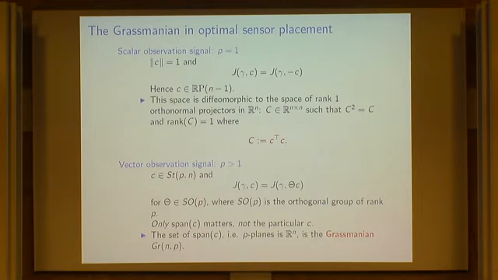So this tells us that the optimal sensor problem will only depend on the span of these C rows. It does not depend on the actual value. So it is truly a problem that's defined on the set of p-dimensional planes in R^n. So it is an optimization problem on the Grassmannian Gr(n,p). Okay? So this is a set of p-planes in R^n.